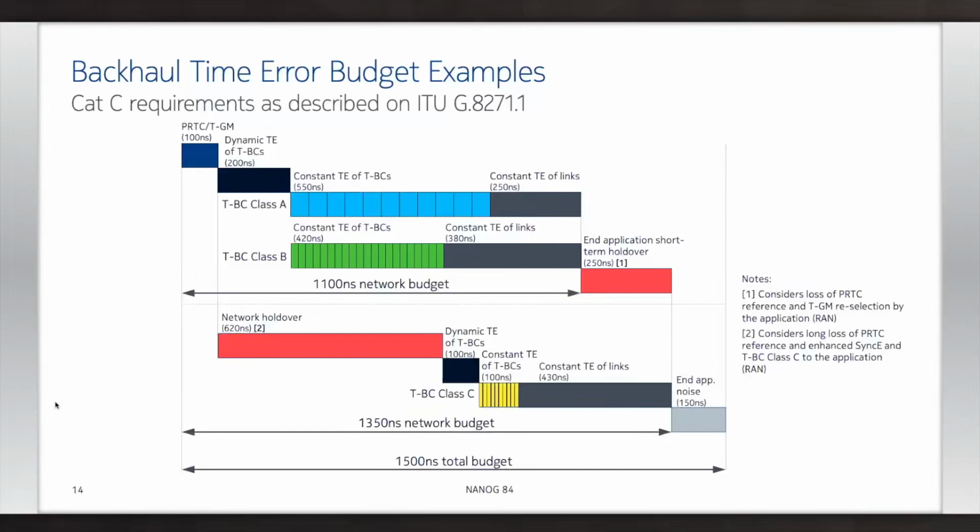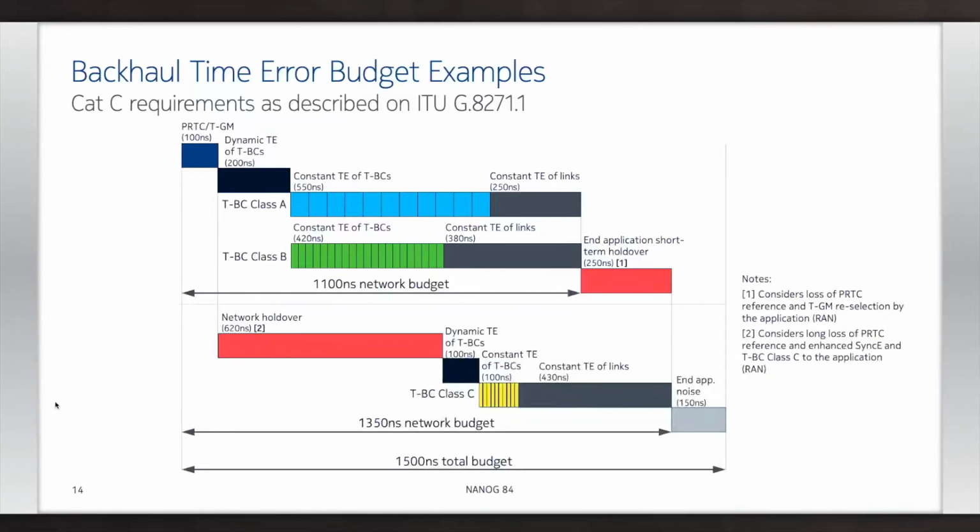You can see the class C boundary clocks introduce much less time error, so you can potentially have a lot more hops of boundary clocks in this case, and then you also have the time error for the links. So in this case, because we don't have that 250 nanoseconds for the radio, the network budget ends up being 1350 nanoseconds. That's why it's important to understand how these budgets are calculated, because the real number here is 1500 between the time reference and the antenna.